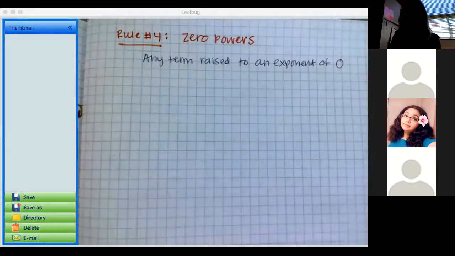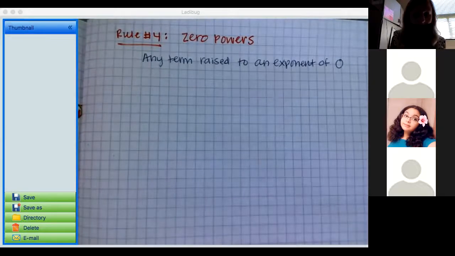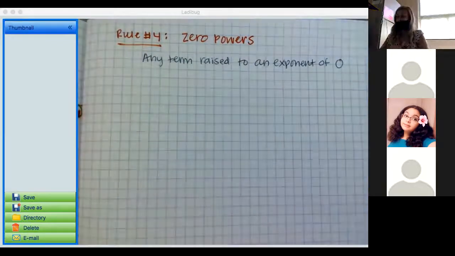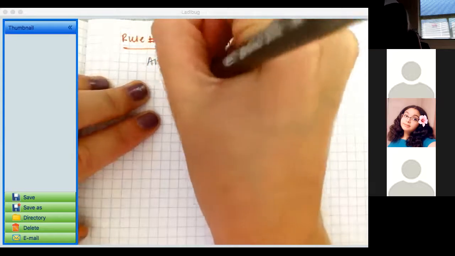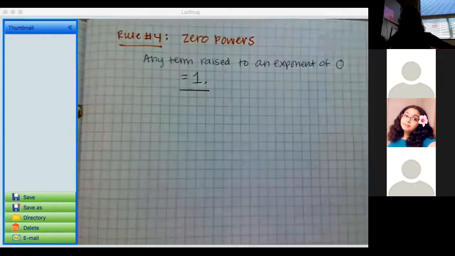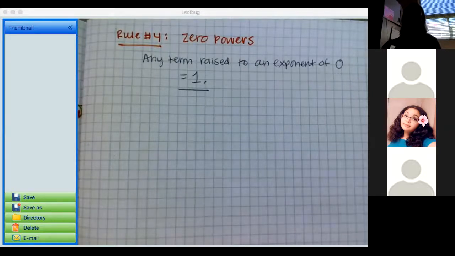All right, any term raised to an exponent of 0, what do we get? Who remembers? No, it's 1. It's 1. Anything raised to the 0 is 1. I'm not sure that they showed y'all why, so I'm going to show y'all. We're going to do a little magic trick.